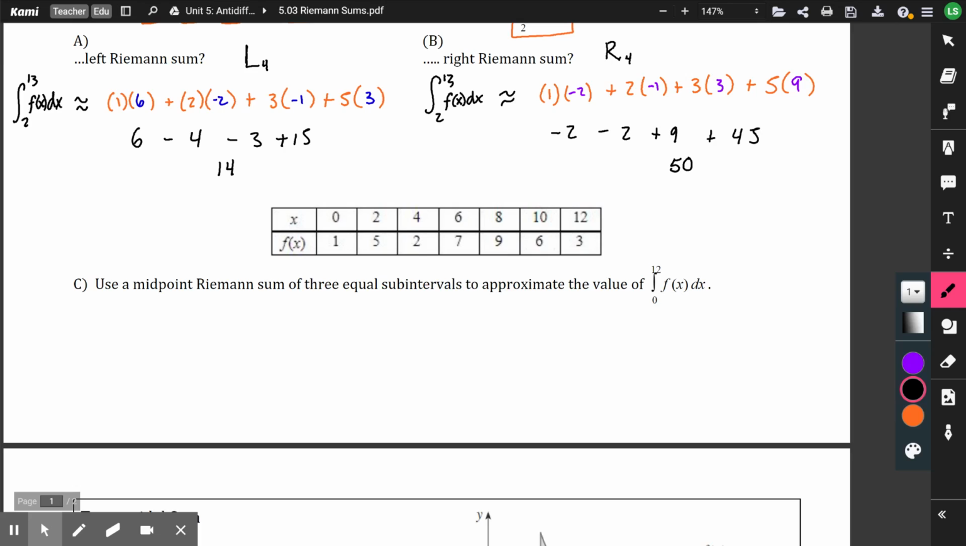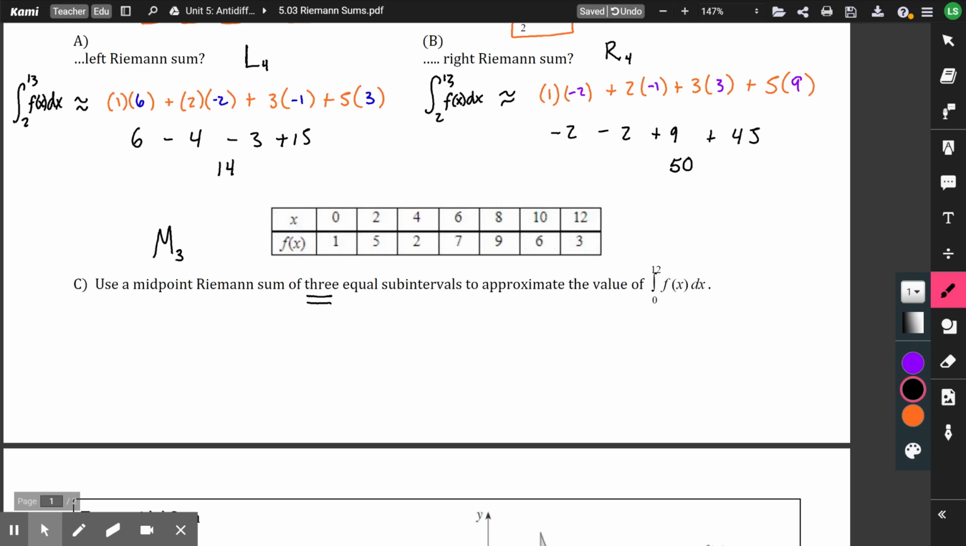We also have the midpoint Riemann sum that goes after the same idea. Typically, we need a little bit more data to go along with this, because we need to have the ends of our rectangle where the rectangle starts and stops, but we also need a value in the exact middle. So in this particular case, we're going to use a midpoint Riemann sum of 3 equal subintervals to approximate the value of the integral from 0 to 12 of f of x dx. And for 3 equal subintervals, in some textbooks you might see a capital M with a subscript of 3 to represent the fact that we're using 3 equal subintervals here.